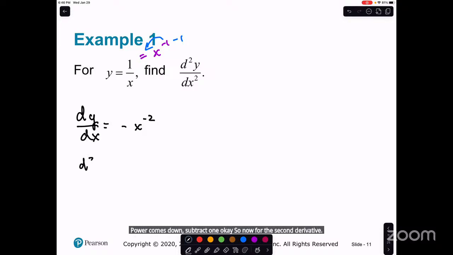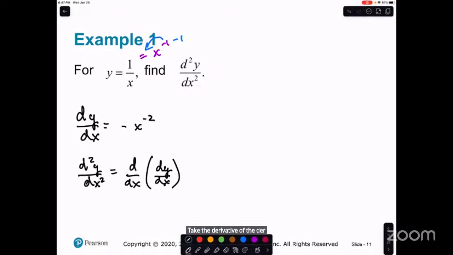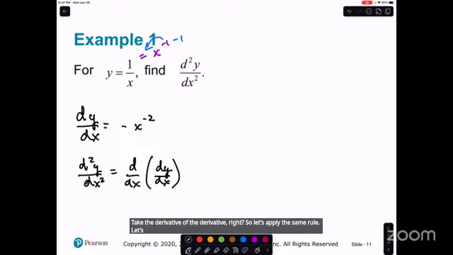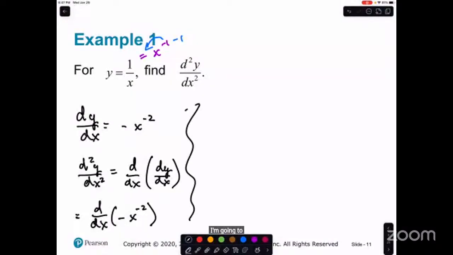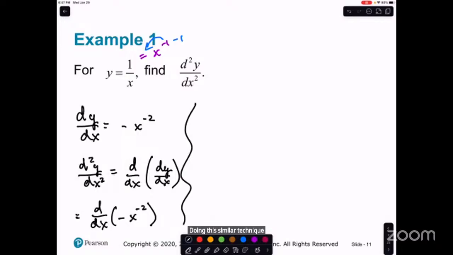Okay. So now for the second derivative, so the second derivative of y with respect to x, this means d by dx of the first derivative. So in other words, take the derivative of the derivative, right? So let's apply the same rule. This again just means d by dx of this negative x to the negative 2. Okay, I'm going to continue working over here. So if we take the derivative of this guy, kind of doing this similar technique, power comes down and we subtract 1.